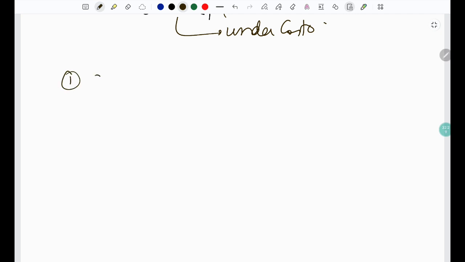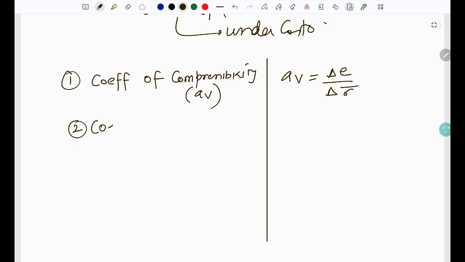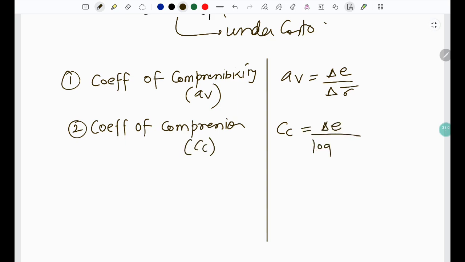The first one is coefficient of compressibility, which we write as AV. Its formula is AV equals delta sigma by delta sigma bar, then we have delta E. Then we have coefficient of compression, which is denoted by CC. CC is written as nothing but delta E over log sigma 1 bar by sigma naught bar.